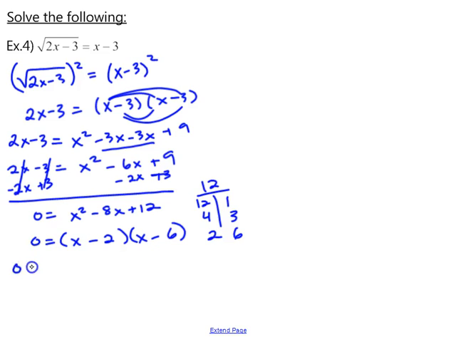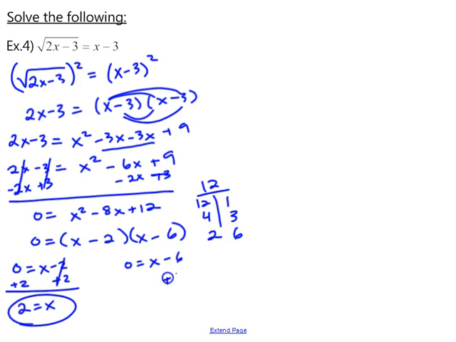So now we get our two possible answers, 0 equal to x minus 2 and 0 equal to x minus 6. When we add 2 to both sides, we get 2 equal to x as one of our solutions. And when we add 6 to both sides, we get 6 equal to x as another solution. So we have two possible solutions, but again, we need to make sure that both solutions actually work. So let's go ahead and substitute back in.